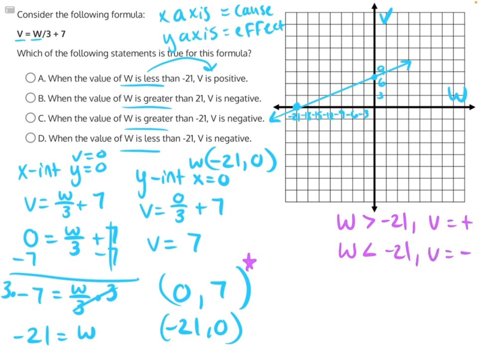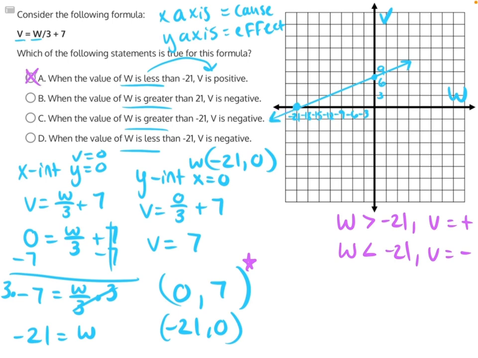So now let's take a look at our answer choices. A says when the value of w is less than 21, v is positive. Well, everything to the left of v equals 21 has negative v values, not positive ones, so that is incorrect.